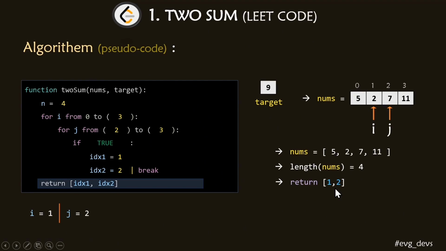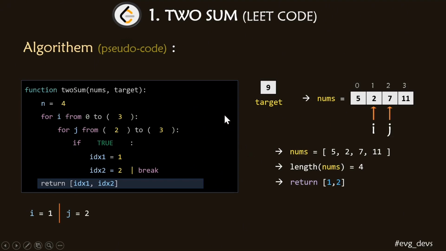And I have previously told one thing, that why we are starting j from i plus 1. For example, let's say we start j at the 0 position. That means nums of j will become 5 and nums of i will become 2. That means we are checking the condition for 5 plus 2, which we have checked in the previous iteration. So that's why we are starting j at i plus 1. So our time complexity will be reduced.